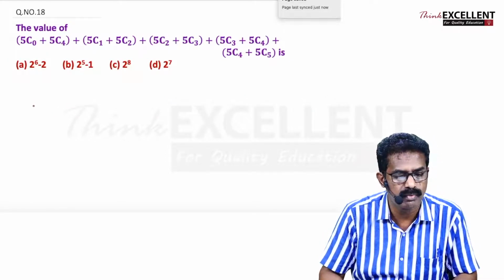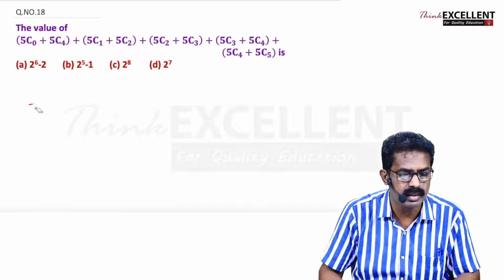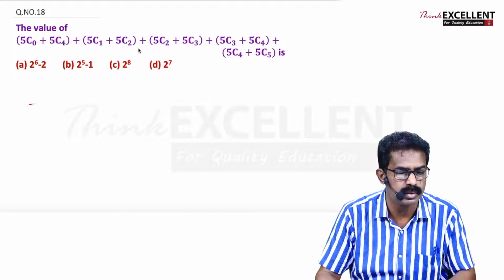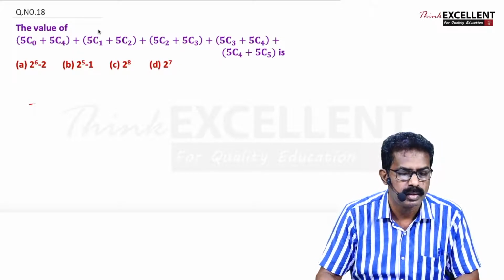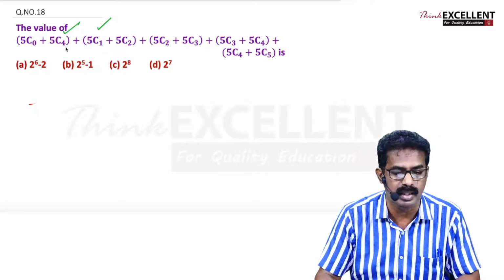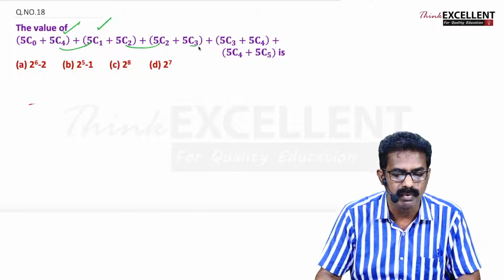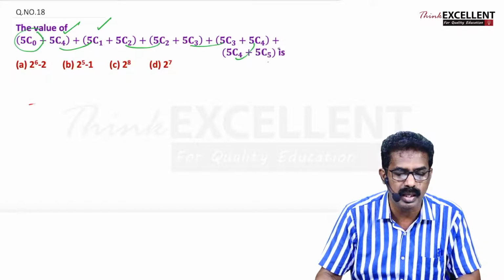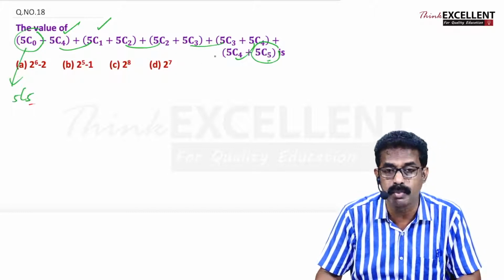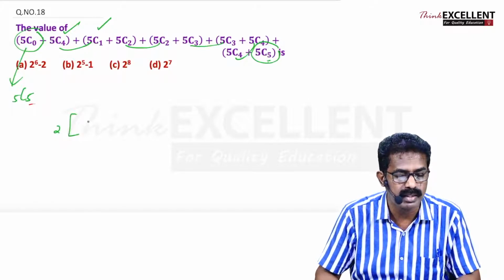Sum number 18, listen carefully. See what is given here: 5C0 plus 5C4, then 5C1, 5C2, there are a lot of terms there. But there is some repetition, no? So see which terms are repeating. 5C1, this is also 5C1. 5C4 can be written as 5C(5 minus 4), which is 5C1, right? So these two are 5C1, 5C2, 5C3, 5C4. Then these two are left out: 5C0 and 5C5. This can also be written as 5C5. You know 5C5 is 1, and 5C0 is also 1. So 5C5 appears how many times? 2 times.